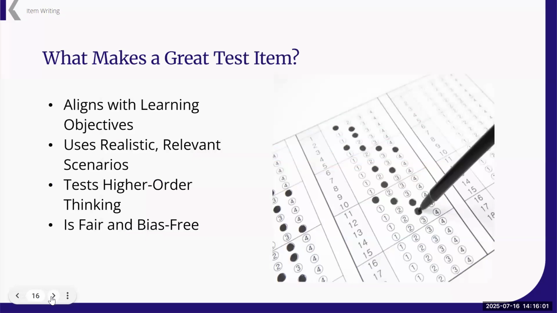As we start to put all these frameworks into practice, the next natural question is, well, what actually makes a test item great? What turns a good question into one that truly challenges students and prepares them for real world decision making? Well, first, it aligns with learning objectives. Every item should directly connect to a skill or competency students are expected to master. If it doesn't have a clear instructional target, it probably doesn't belong on the test. Alignment assures that we're measuring what we've actually taught.